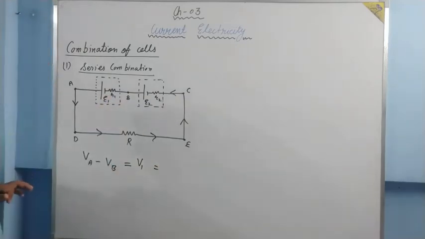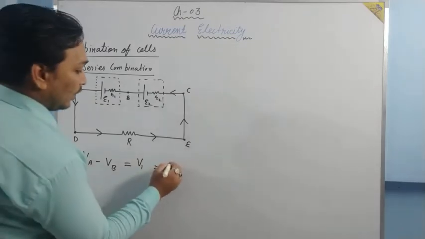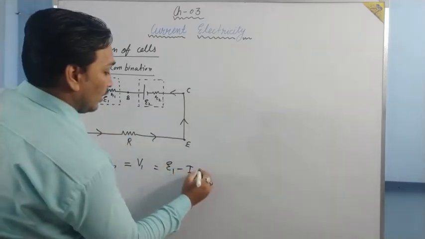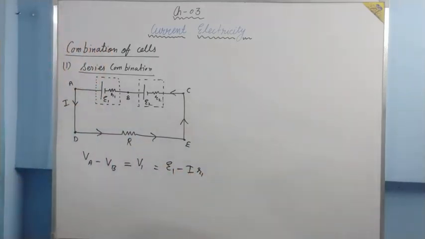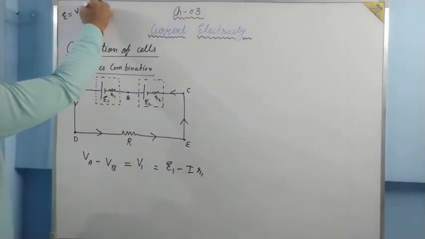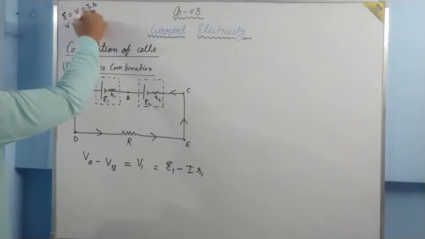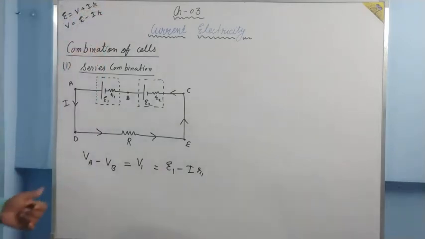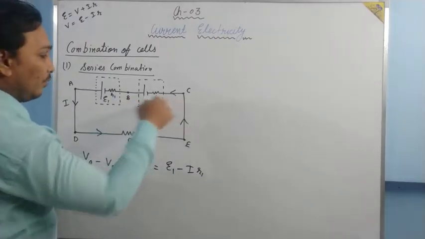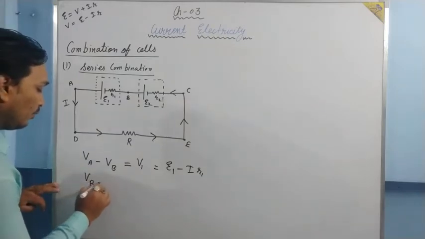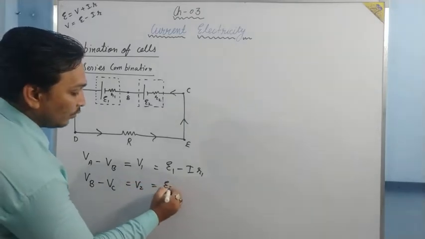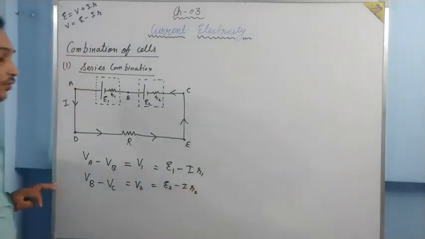I'll write at the bottom. And what will be the value of V1? It will be E1 minus, suppose the current flowing is capital I, so E1 minus I R1 according to the formula we have learnt yesterday. We have learnt that E is equal to V plus IR. So basically V is equal to what? E minus IR. So according to that I have written. Similarly, for this cell, we must write VB minus VC. So it will be equal to V2, which is equal to E2 minus IR2.